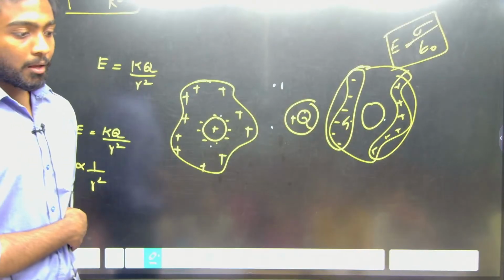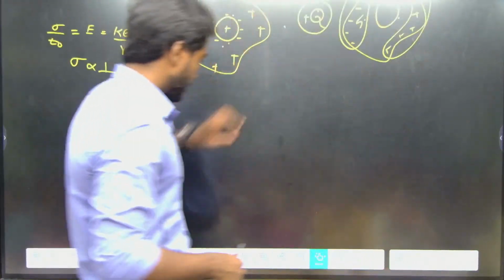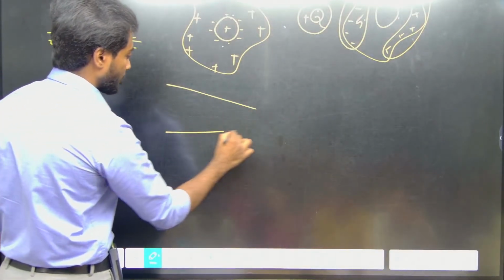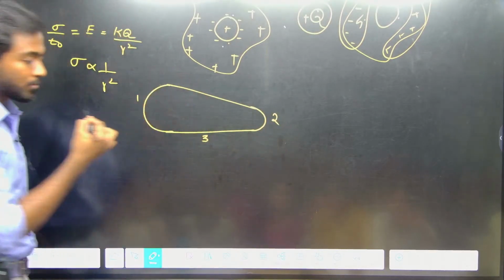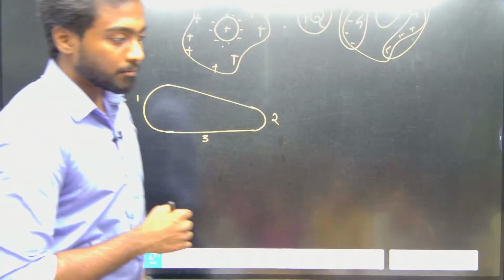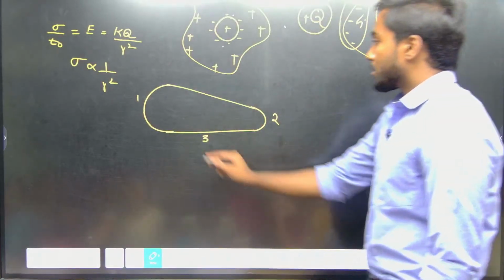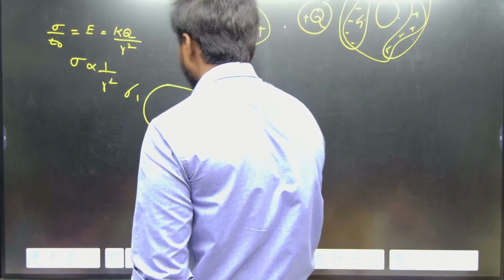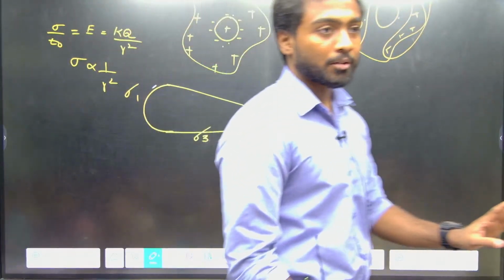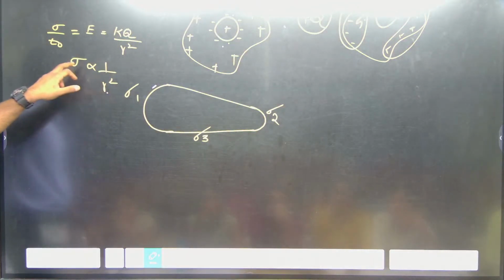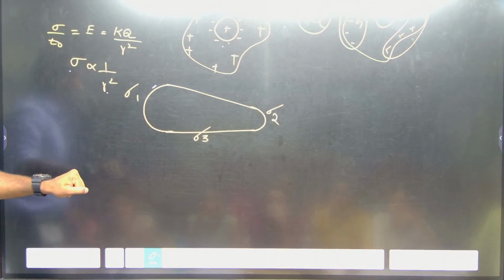Yes or no? If there is a question, let me take a question. This is 1, and this is 2, and this is 3. So 3 surfaces I have taken, and I am talking about the densities also: sigma 1, sigma 3 and sigma 2. Arrange them in descending order. If this is the equation, what I should see is, no need to calculate anything. See the curvature. If curvature is big, density will be small. If curvature is small, density will be big. Then arrange them.